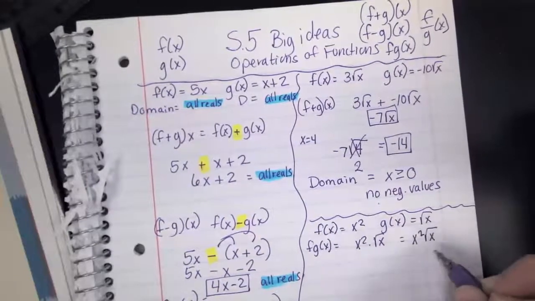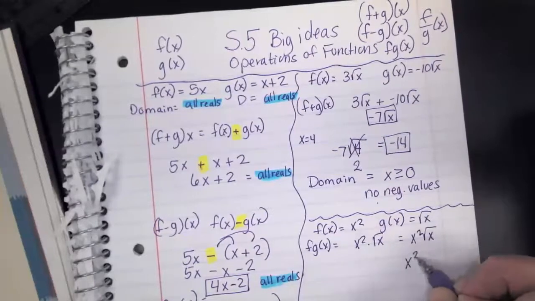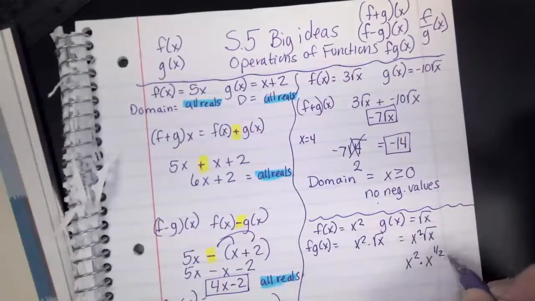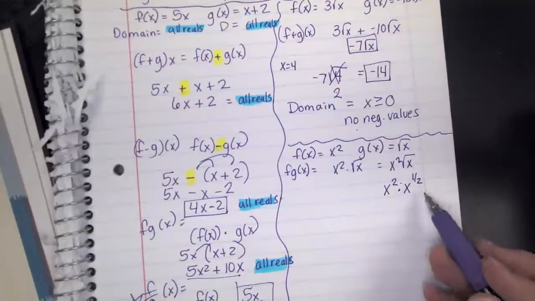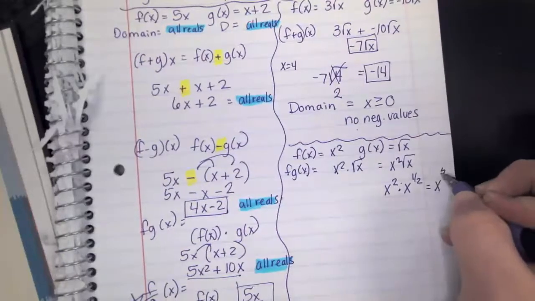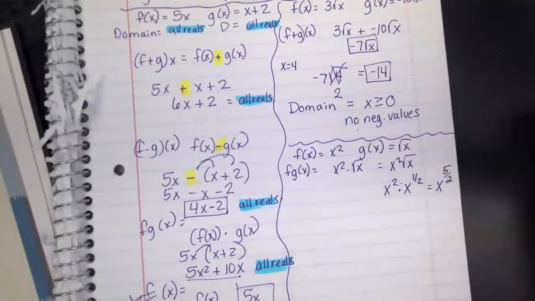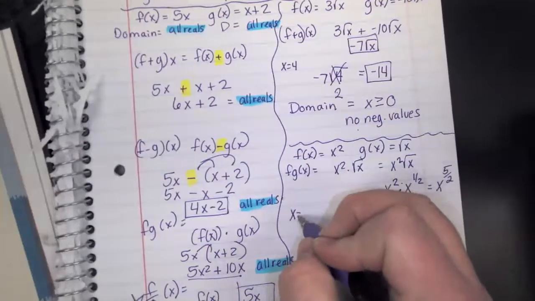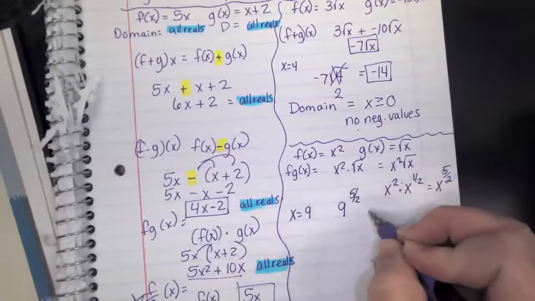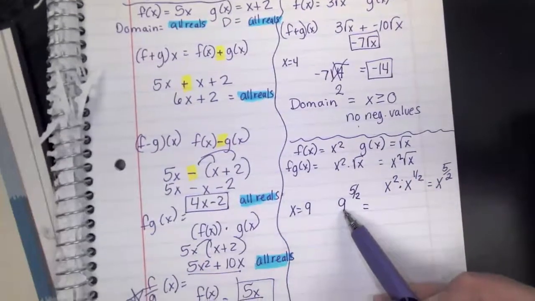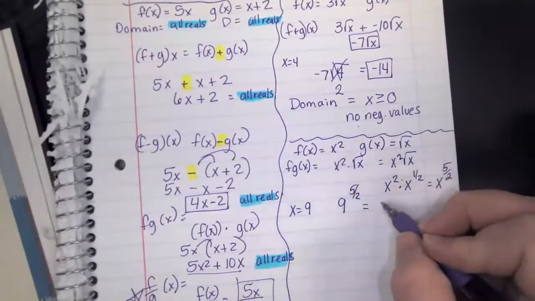But see how they're the same? Could I write that square root differently? Sure. How about I write it like this? So what is 2 plus a half? Well, that'd be 2 and 1/2. What is that in a fraction? That's 5 halves, right? And then if I wanted, hey, could you find when x is 9? Plug that in. So what's 9 to the 5 halves power? Well, the square root of 9 is 3, and 3 to the 5th power is 243.